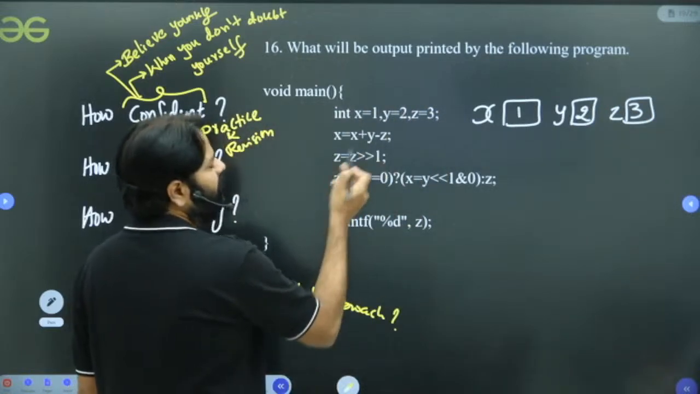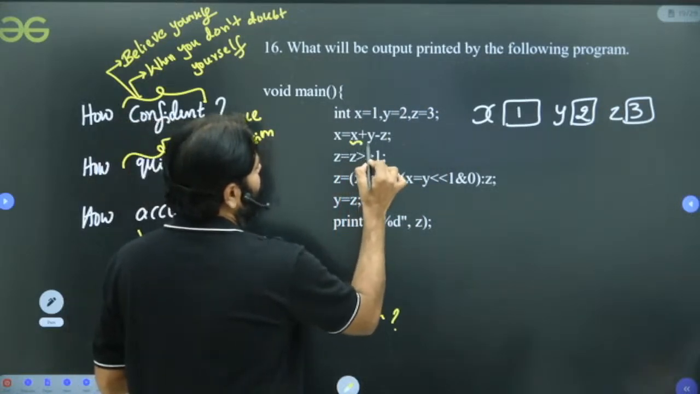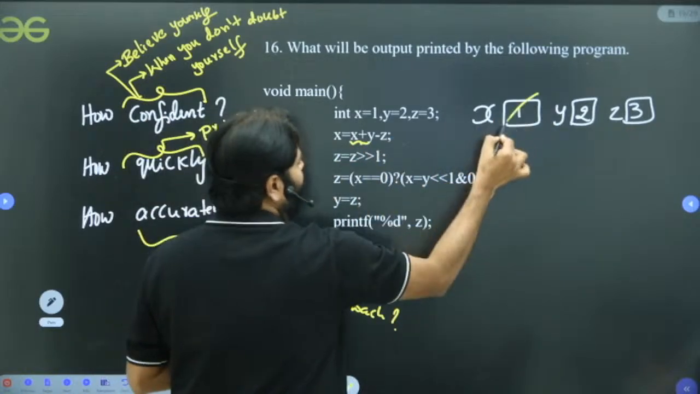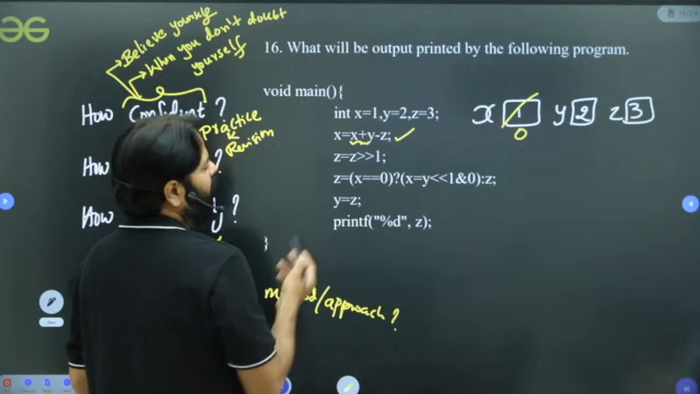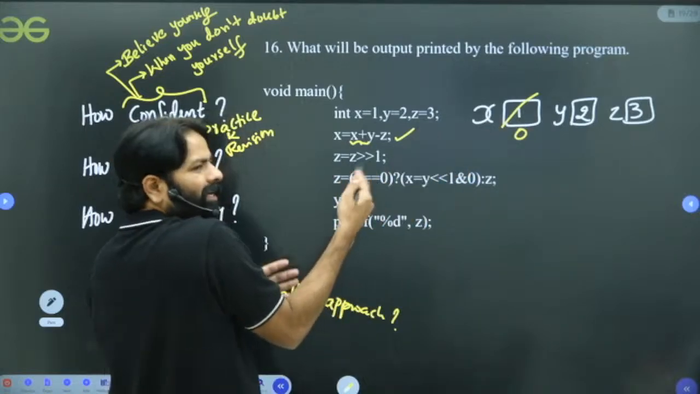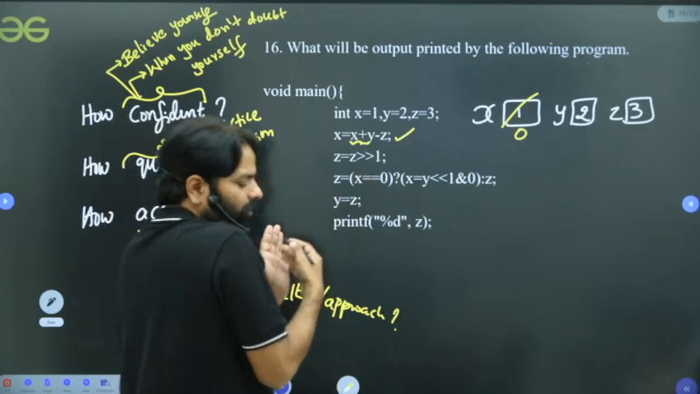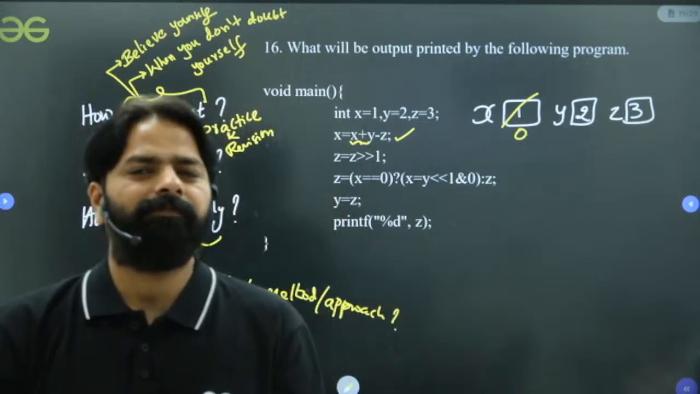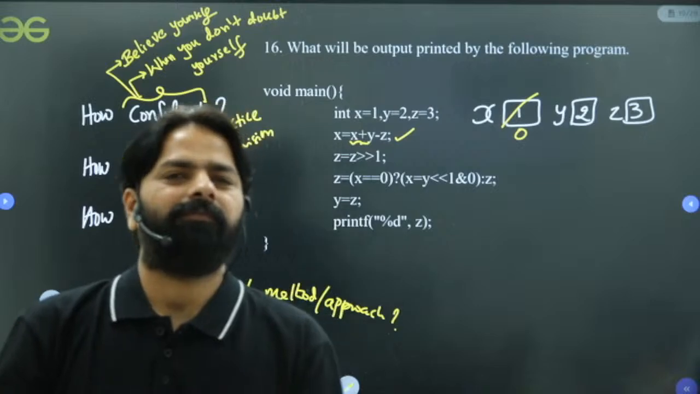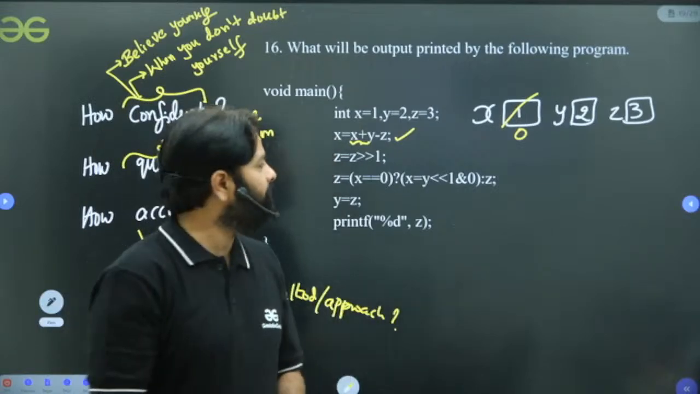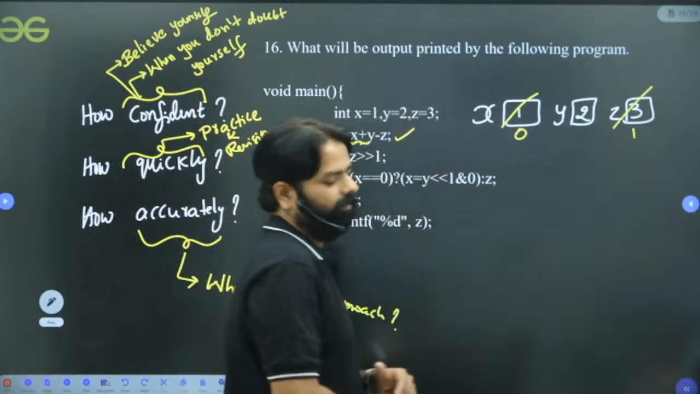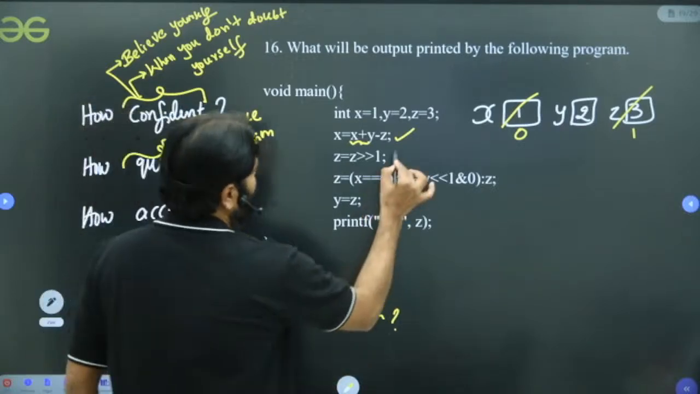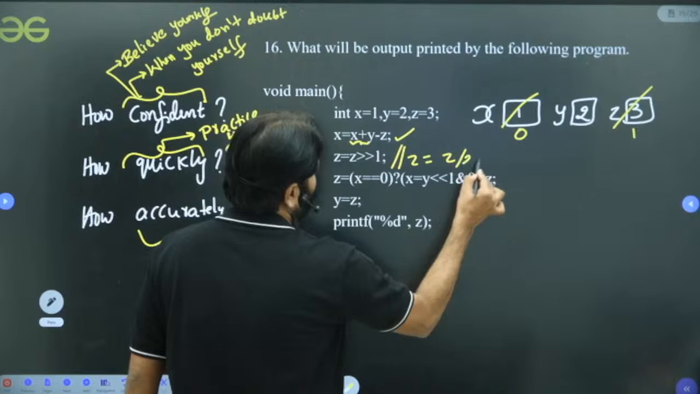Now x plus y minus z. Though you know it, first you do x plus y, then minus z. 1 plus 2 is 3, 3 minus 3 is 0, that you store in x. And z, that is 3, you are doing right shift with 1. What will happen when you do right shift? Left shift is multiply by 2, right shift is divide by 2. 3 by 2 will become 1. Yes, this is the same as z is equal to z by 2.